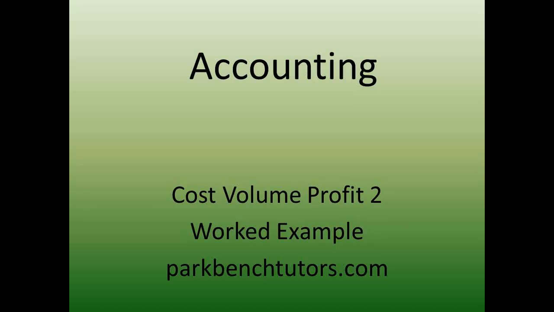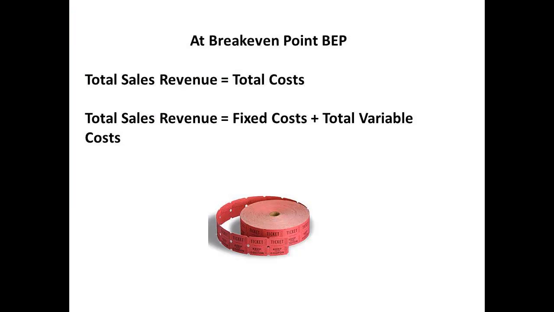In this podcast, we shall continue work with cost volume profit analysis and look at a worked example for a problem. We will start by refreshing our understanding of what we mean by break-even point. At break-even point, there is no profit or loss. The total sales revenue is equal to the total costs. Since total costs include fixed costs and variable costs, this means that total sales revenue is equal to fixed costs plus variable costs.